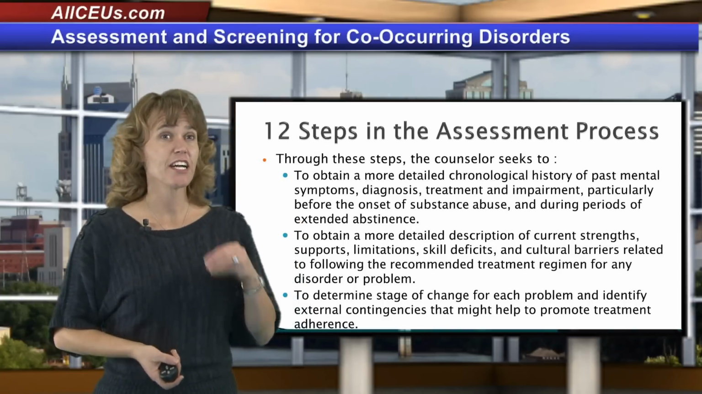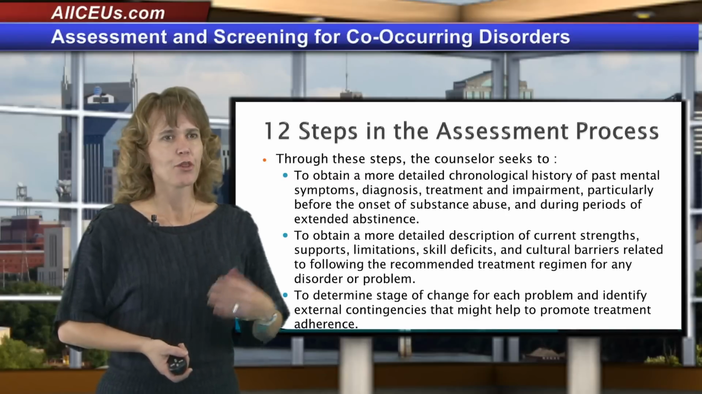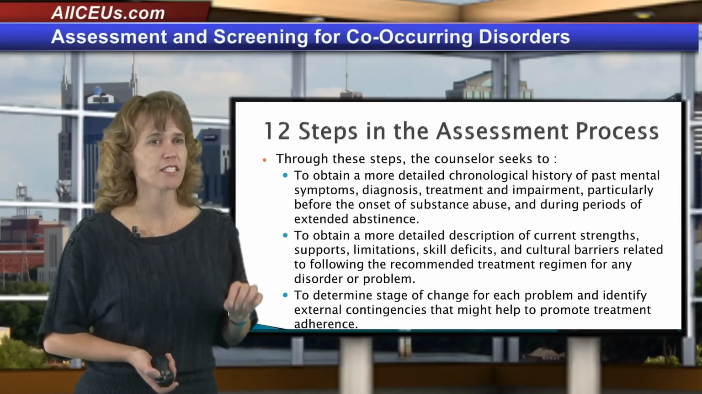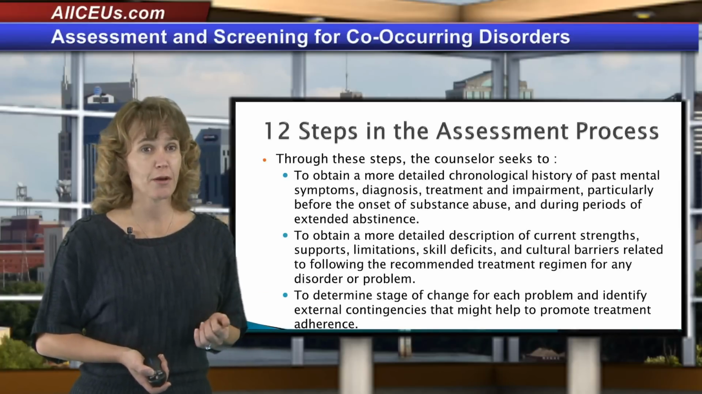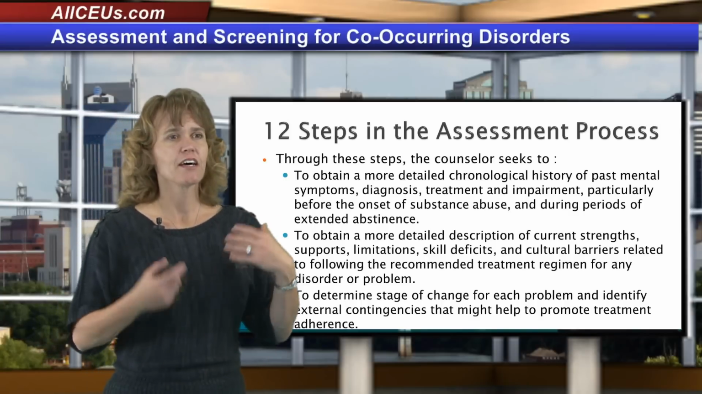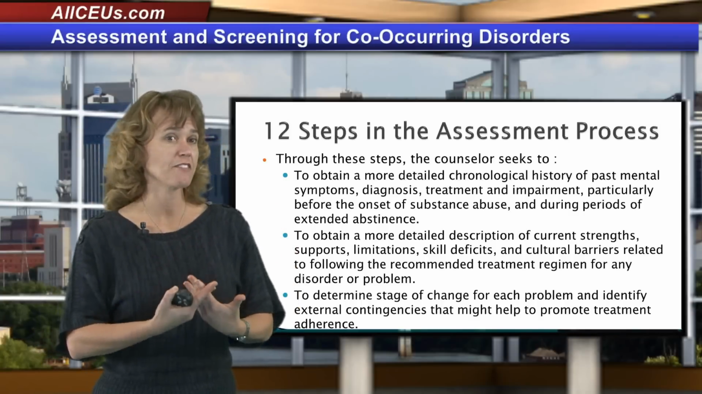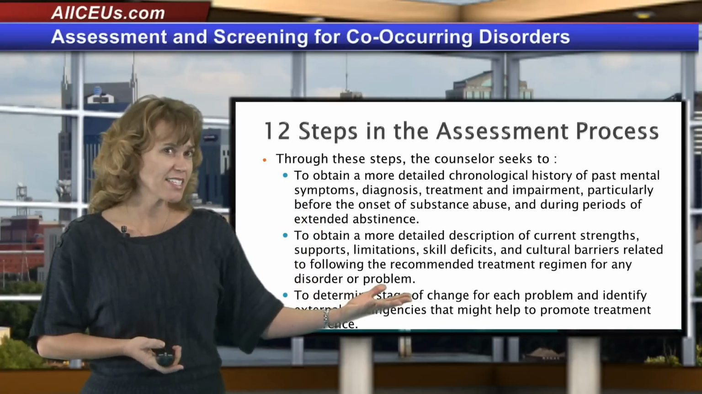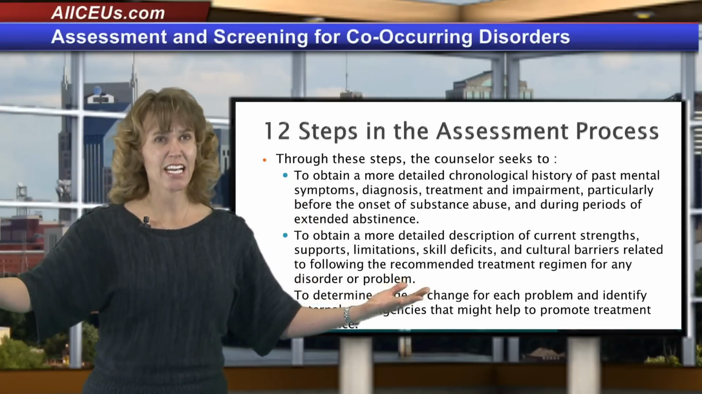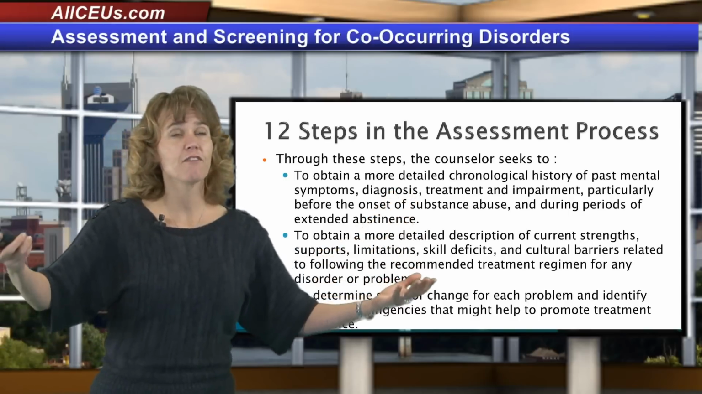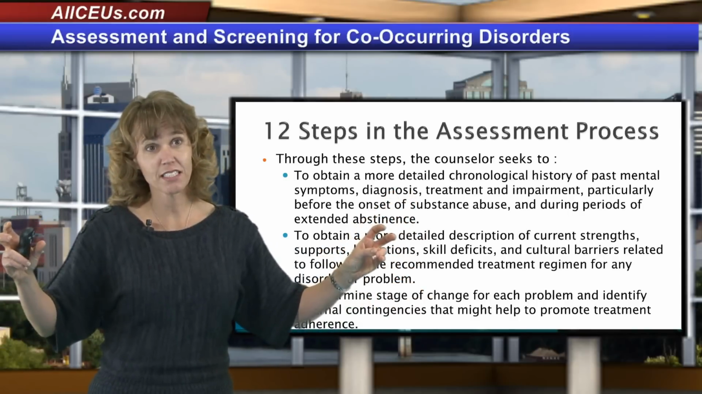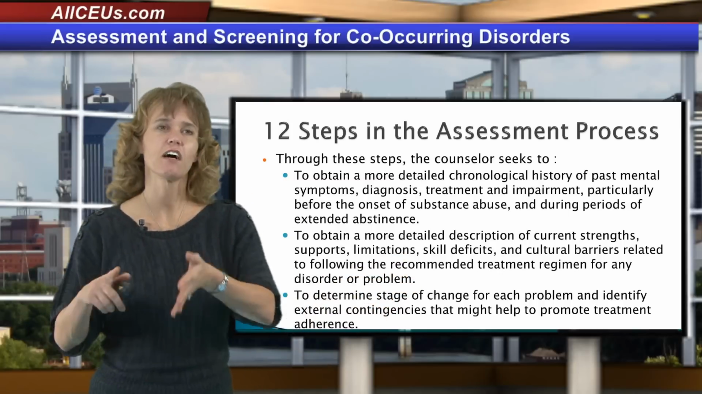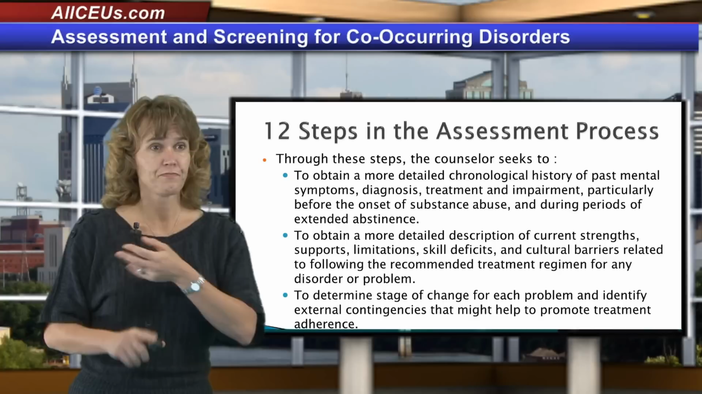There's 12 steps in an effective assessment process. Through these steps, you're going to be able to obtain a more detailed chronological history of past mental symptoms, diagnosis, treatment and impairment, particularly those things that occurred before the onset of substance abuse and during periods of extended abstinence. You're going to get a better idea of what is more organic mental health or environmental mental health versus side effects of intoxication or withdrawal.